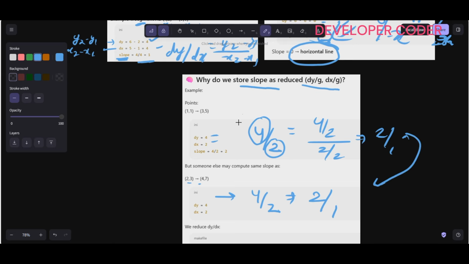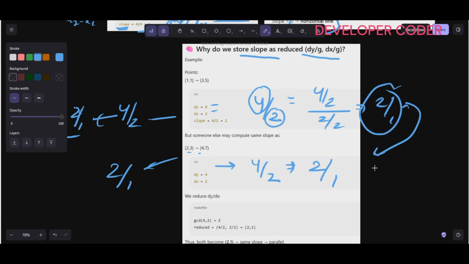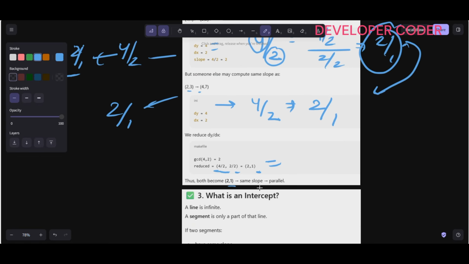So we have to find the common slope now. So let's do the gcd so that we get the same value. I don't want to leave it as 4 by 2, and I am going to write it as 2 by 1. I don't want this, so if I can further reduce it to 2 by 1, let's write it like this. So that's the simple meaning. That's why we reduce. So the gcd of this, you can reduce it like 2 by 1. Thus both became the same slope, parallel.